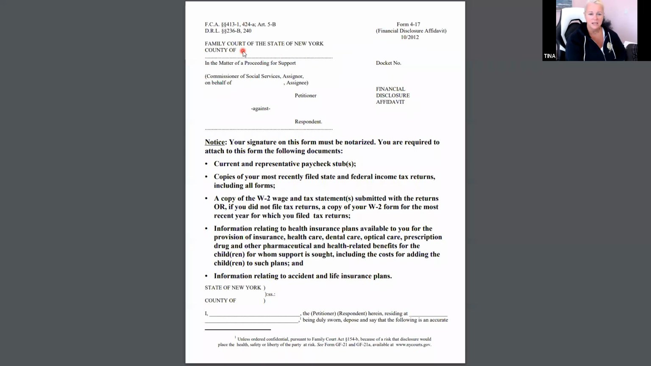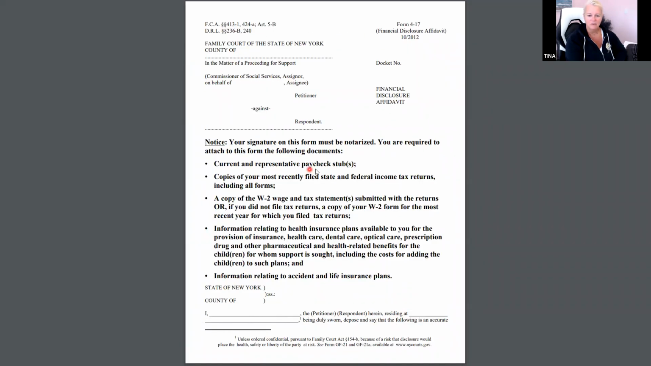So county, easy. It's where the child resides. Not where you reside. Right. Petitioner. If you filed the petition, that's who you are. Write the name there, okay? If you are the other side who received a petition, you are the respondent, okay?